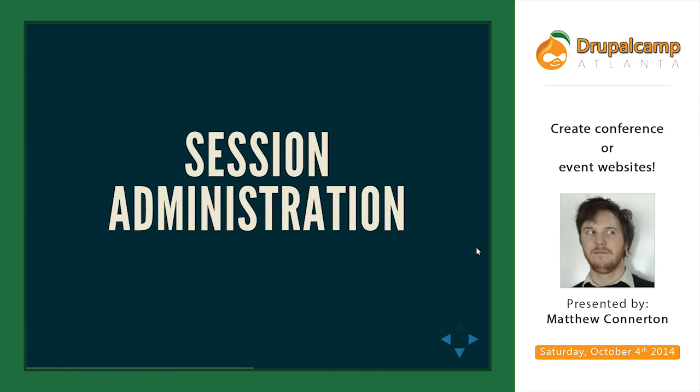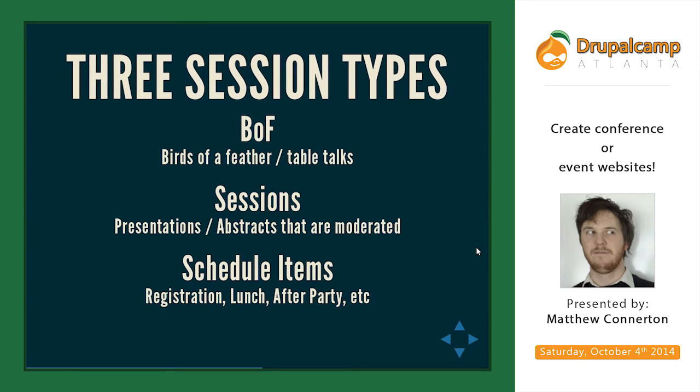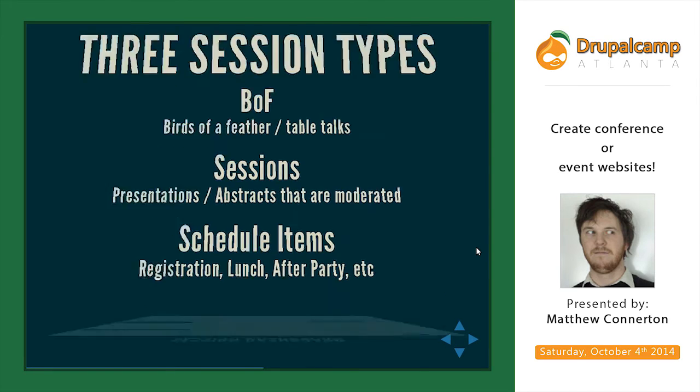So once people have submitted their sessions, we have our session administration screens, our system. Now there's 3 types of sessions. We have birds of a feather, or table talks is what I think they call them here. We organize them ourselves and we schedule them ourselves. We have the sessions themselves, which are the presentations or the abstracts that are moderated. And then we also have schedule items, which is stuff like registration, lunch, the after party, anything that's not a BOF or a session that still needs to go on the schedule.